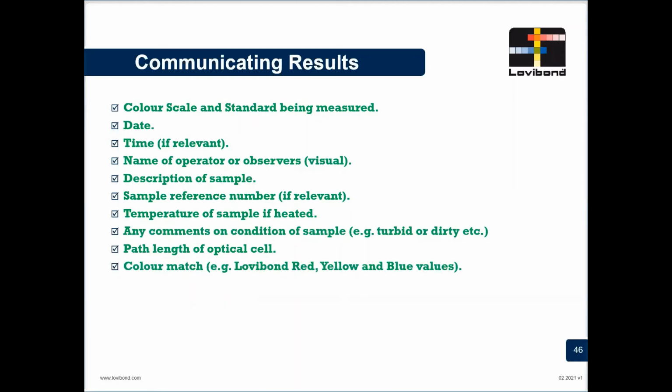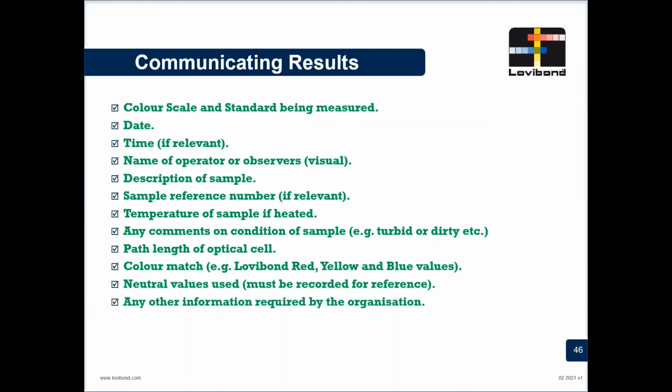What were my actual values? So I put my color values in if I'm using Lovibond, my red, yellow and blue, but also I need to put in the neutral value, because the neutral value is part of the measurement. It also makes it easier if someone's trying to replicate the measurement that they know that you used some neutral in your color match. And then maybe any other information that my organization or my customer may be interested in. And then maybe some comments relative to the color match. If you had some sort of difficulty in matching it, you might want to note the closest match you got.